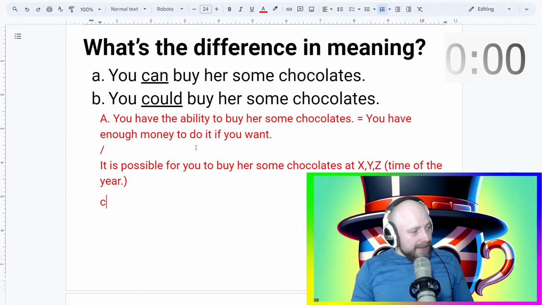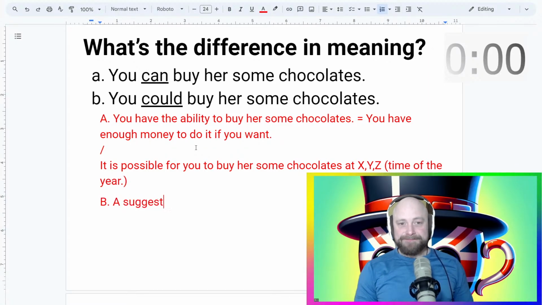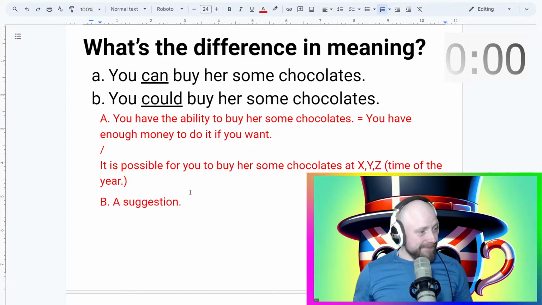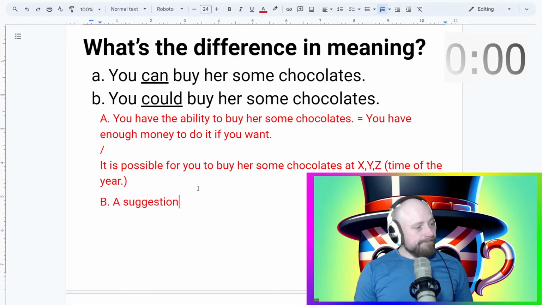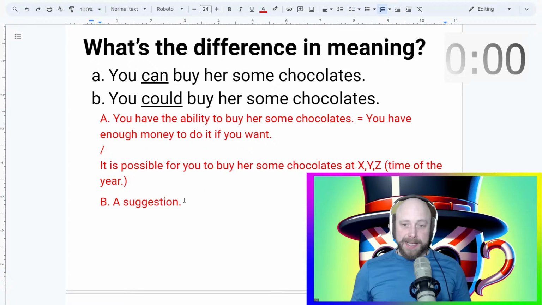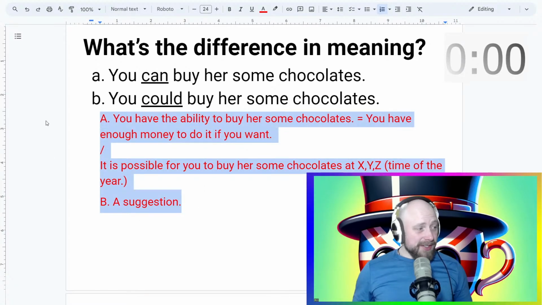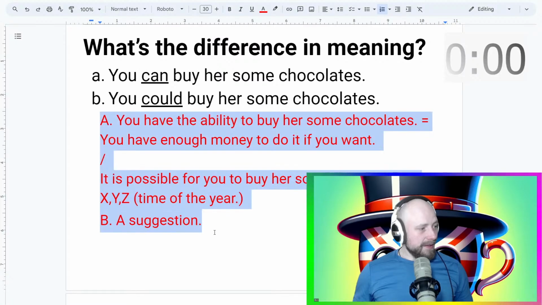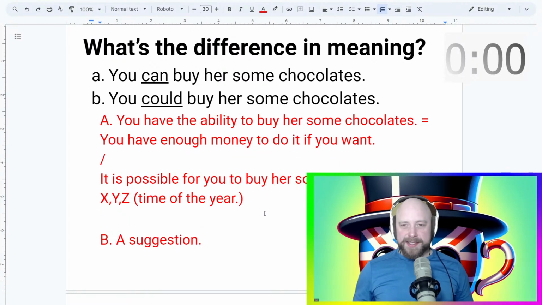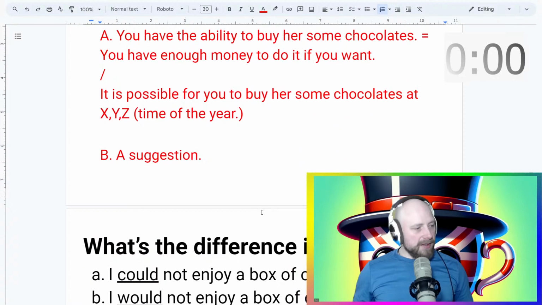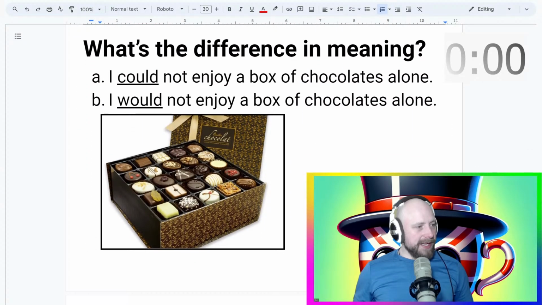B, on the other hand, is a suggestion, very clearly. It's like saying, hey, why don't you buy us some chocolates? Right? So there is quite a significant difference between these two. Let's move on to the next one. What's the difference in meaning?